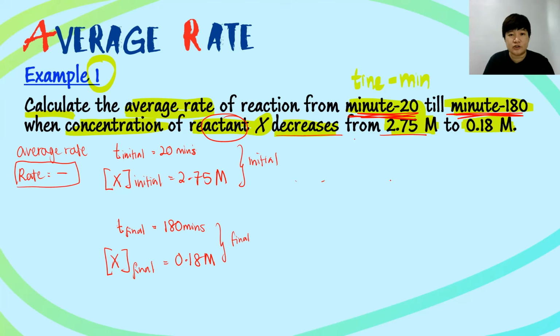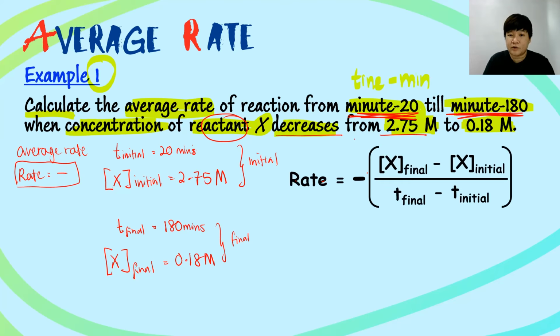So the formula that we will use is rate equals negative, because of the reactant. And if you look at the way I write my formula, I'm no longer using A, guys, because I don't have A. My reactant right now is X. So substitute your reactant into your formula: the concentration of X final minus the concentration of X initial. That should be your correct formula. We are no longer having A. Your reactant right now is X, so X final minus X initial, and then the time will be, as always, time final minus time initial.